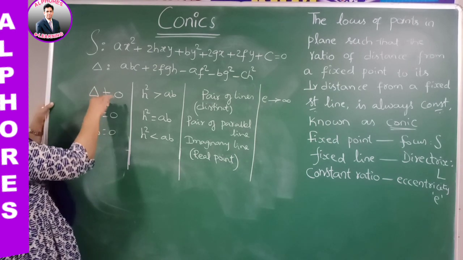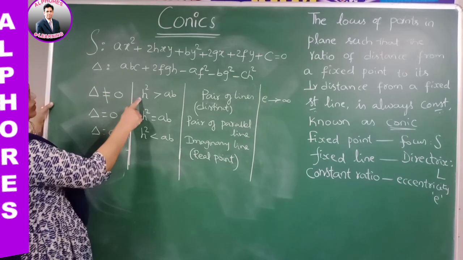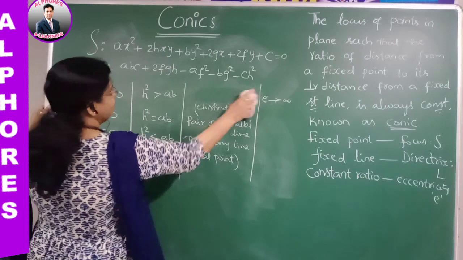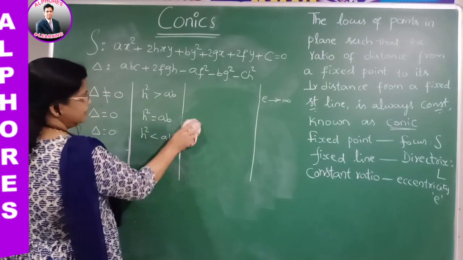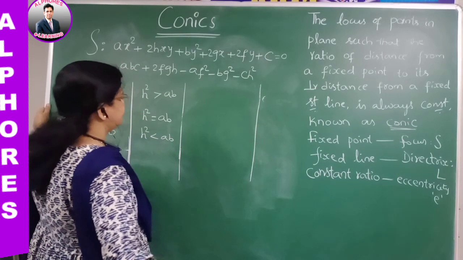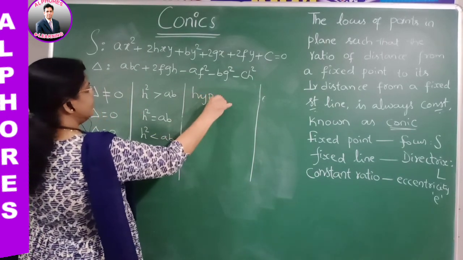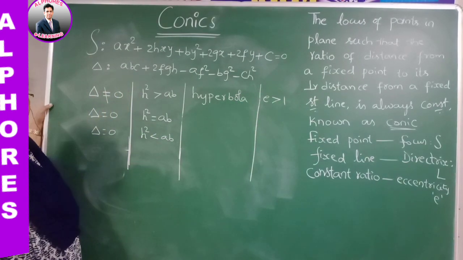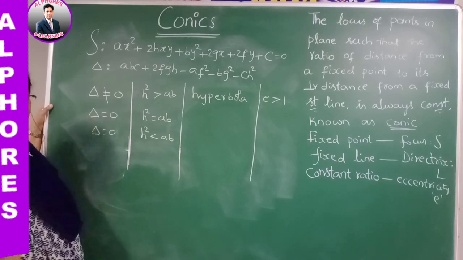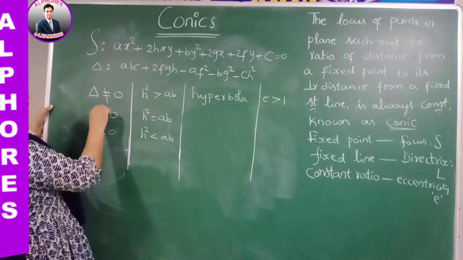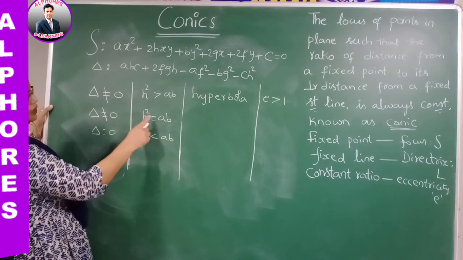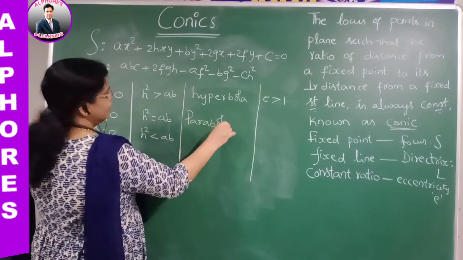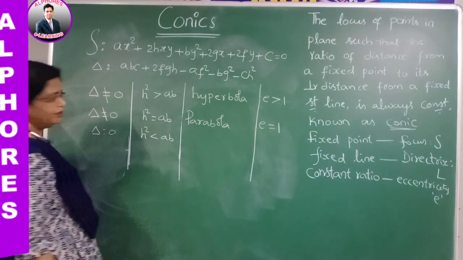Suppose I take delta not equal to 0, but h square greater than AB. Now I can say this is clearly a hyperbola. So the conic is nothing but a hyperbola, and in this case the eccentricity value is greater than 1. Next, suppose delta not equal to 0 but h square is equal to AB. Then the conic is nothing but a parabola, and in this case the E value is exactly equal to 1.